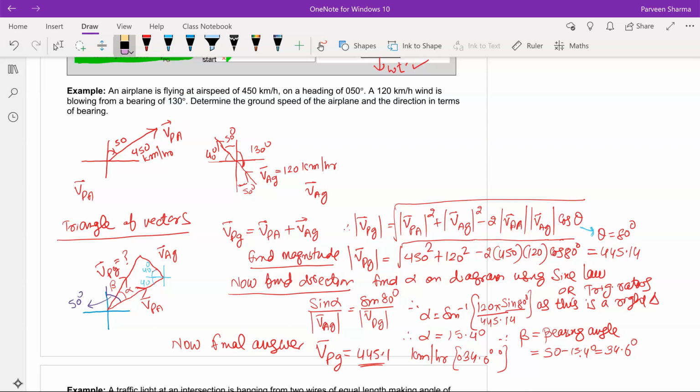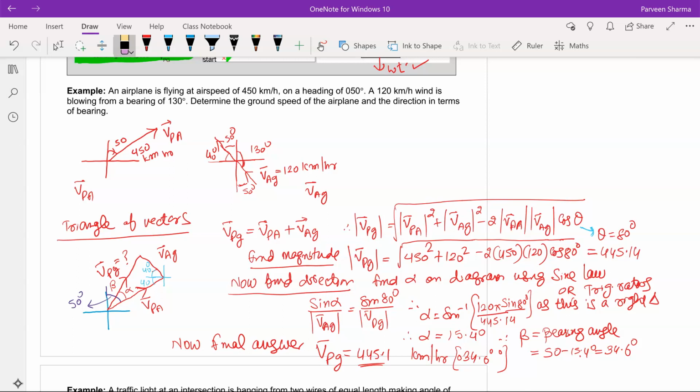So I made the diagram. We have to find the resultant of both these vectors, the velocity vector of the wind and the velocity vector of the plane, and we want to see what the actual ground speed of the plane is. So the plane is actually flying at 450 kilometers per hour, heading of 050. This is what the pilot sees. And the wind is 120 kilometers per hour, that means it's going in the direction of 310 degrees. And we show these individual vectors here.